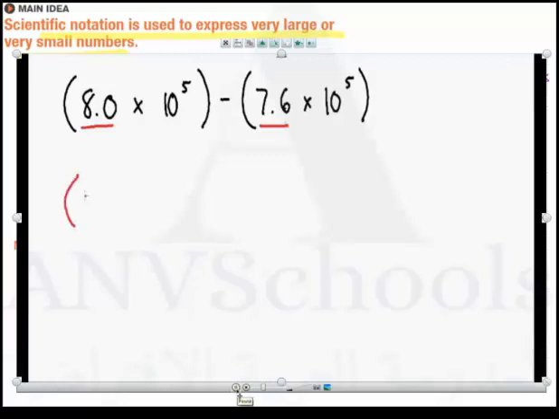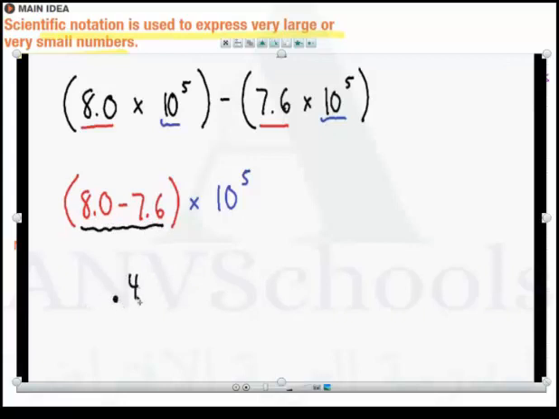So 8 minus this will give you, if we make a subtraction, we have to multiply it by our power of 10, which is the same, because both are the same. So we have 10 to the power fifth. We simplify this by using our calculator. If we subtract, we will get 0.4, and it is being multiplied by 10 to the fifth power.